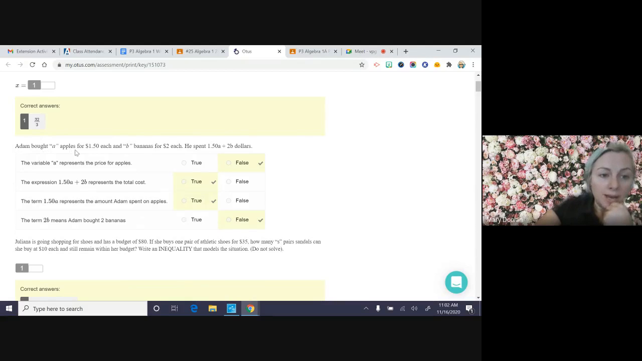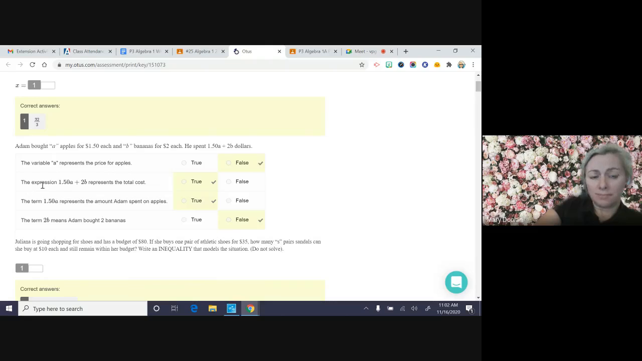Adam bought A apples for $1.50 each and B bananas for $2 each. He spent $1.50 A plus $2B. And then you had to go through and figure out if it's true or false. The variable A represents the price for apples. That's false. A represents the number of apples.